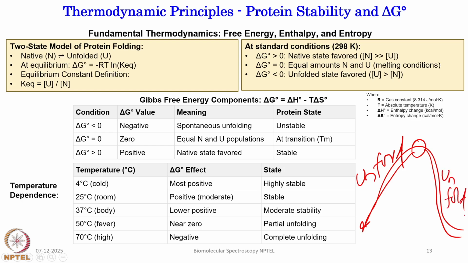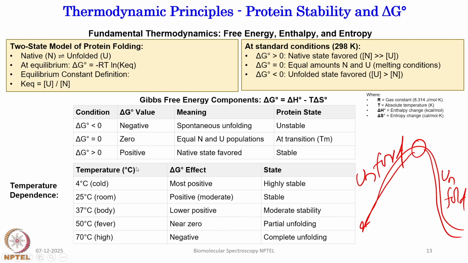So, every protein has some optimal temperature where it is stable, right. Typically we store protein at 4 degree, where delta G is most positive, highly stable. At room temperature it is positive, stable. At body temperature it is a lower positive, moderately stable, but in fever condition it is near 0 and partially unfolded, and at very high temperature it is negative and complete unfolding happens.